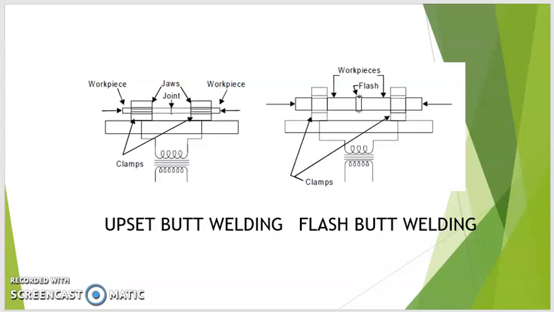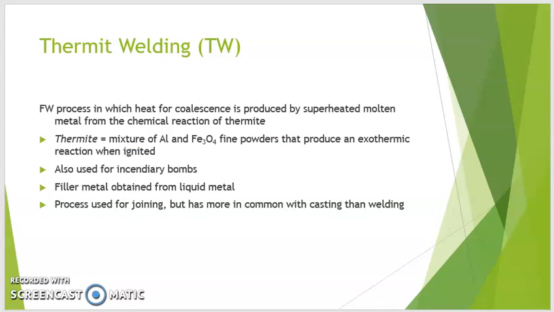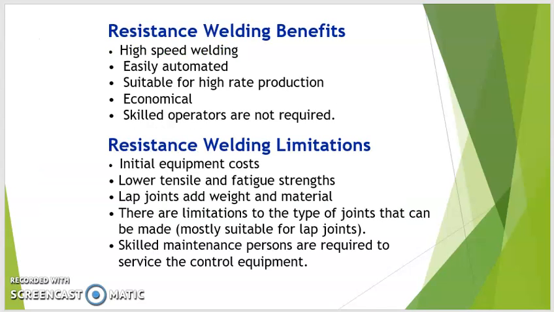Similarly, we have other types of welding also. So to summarize, we have the benefits of resistance welding. Basically, it's high speed welding. It can be automated for high rate production, it is economical, and skilled operators are not required. However, the limitations include the initial equipment cost, the joint adds weight and material, there is a limitation to the type of joint that can be made, and skilled persons are required to service the control equipment. So this is all regarding resistance welding.